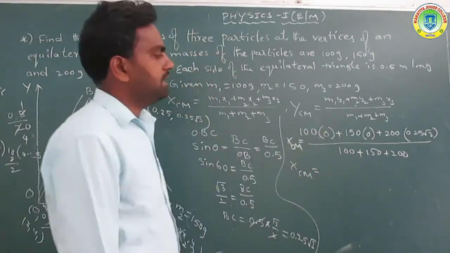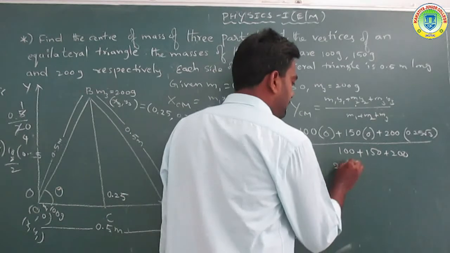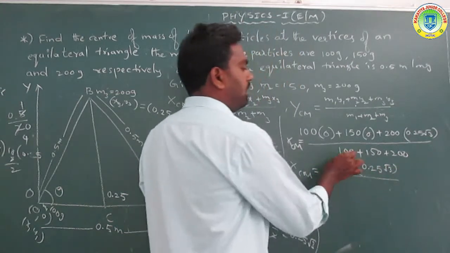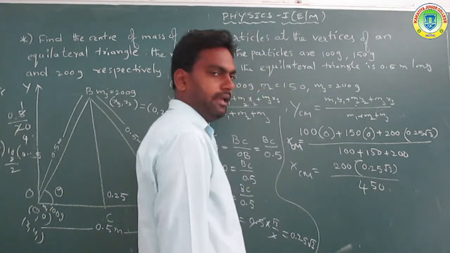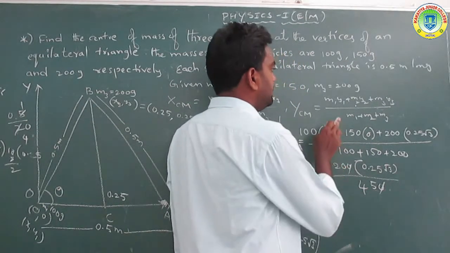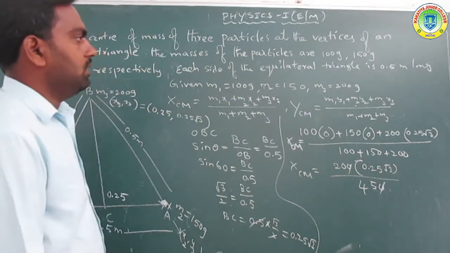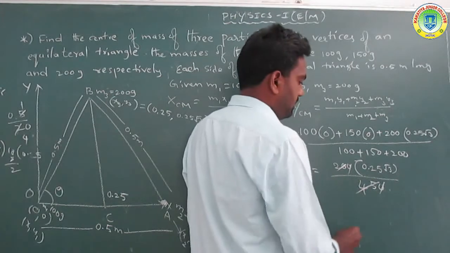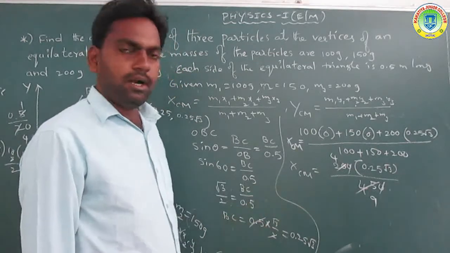Now, 100 into 0 is 0 and 150 into 0 is 0, and the remaining term is 200 into 0.25 root 3, divided by 100 plus 150 plus 200, which is 450. So the zeros cancel and the remaining equation is taken. For YCM, 200 divided by 450 gives 4 by 9, since 5 times 4 is 20 and 5 times 9 is 45.